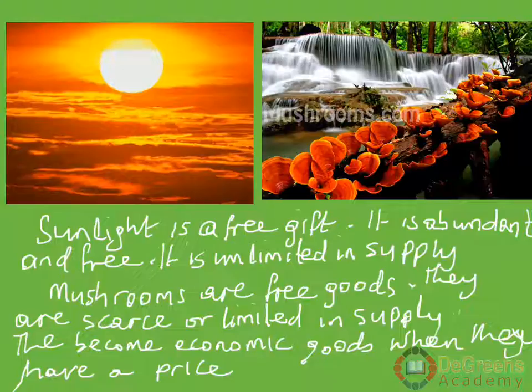Sunlight's supply is abundant. On the other hand, if we look this way, these are our mushrooms. They are free goods, no doubt. They are growing naturally. But the difference between them and the sunlight is that they are limited in supply. So those who eat these mushrooms will not find them everywhere. The mushrooms now become scarce. They are limited in supply. So we can now consider them as economic goods, because whoever controls them, they will come at a price.